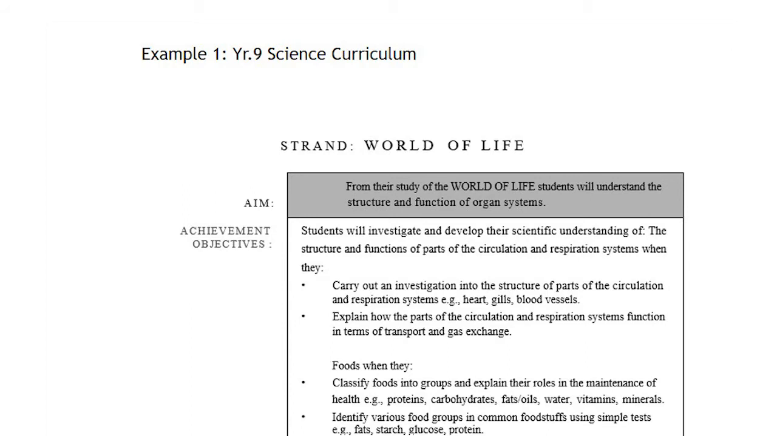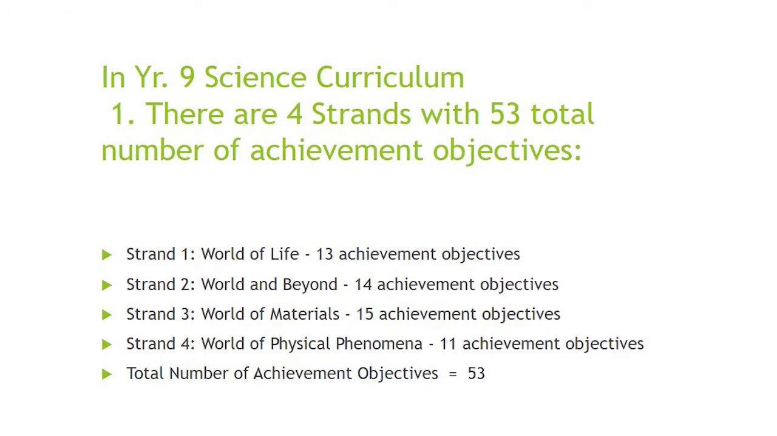Okay. Let's have a look at the Year 9 Science curriculum for the first example. So that's a part of the Year 9 curriculum. The first strand for the Year 9 Science curriculum is the World of Life. So the World of Life, that is the strand. Then the achievement objectives, or the learning outcomes, are given below. In the Year 9 Science curriculum, there are 4 strands with a total of 53 achievement objectives.